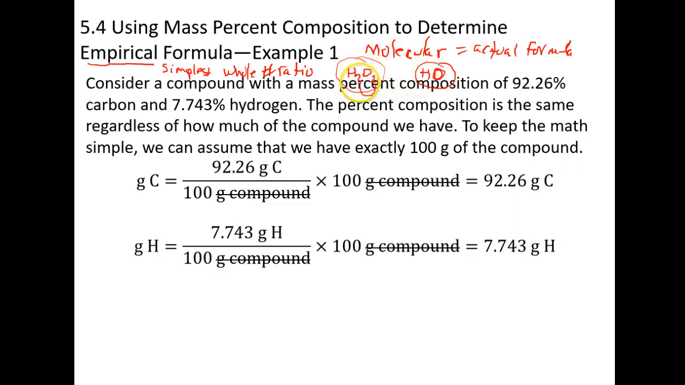The molecular formula is the actual formula. Sugar, for example, C6H12O6, this is glucose, actually, not sugar. This is the formula of glucose. This is a molecular formula. The empirical formula is CH2O. So that's the empirical formula.